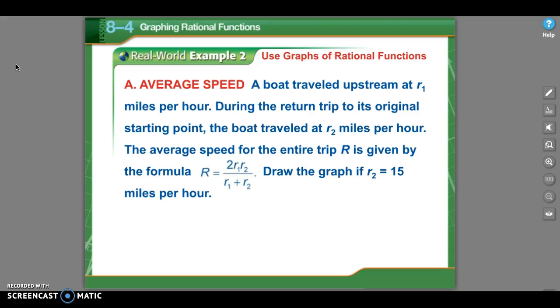We're picking up with Unit 2, Lesson 11 on graphing rational functions with example 2. We have a real-world problem here about average speed. A boat traveled upstream at R1 miles per hour. During the return trip to its original starting point, the boat traveled at R2 miles per hour. The average speed for the entire trip R is given by the formula R equals 2R1 times R2 divided by R1 plus R2. Draw the graph if R2 equals 15 miles per hour.